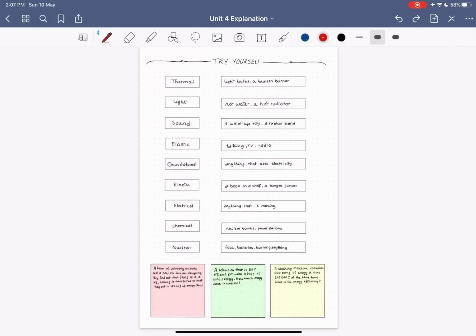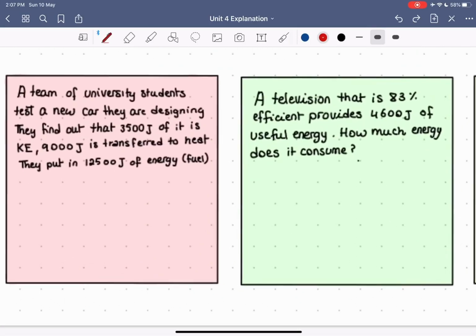These are the examples that you need to solve. I'm not going to match the meaning of each energy. You can do it yourself and I'll provide you with the answer key. However, I'm going to solve the 3 boxes, the questions.